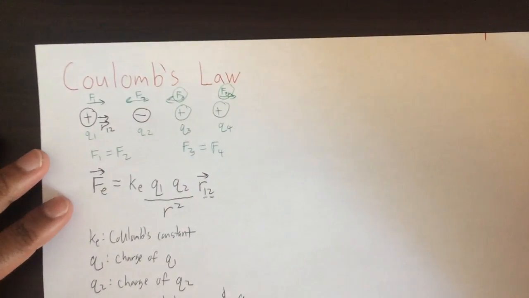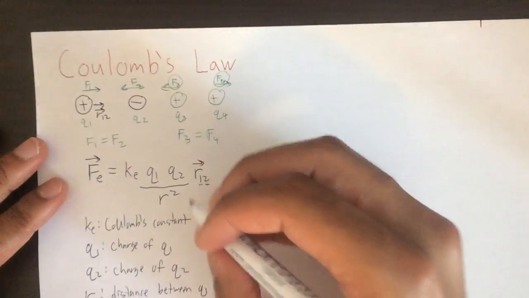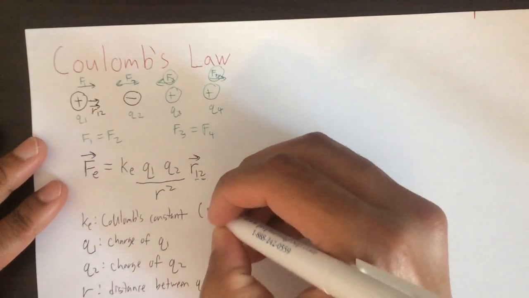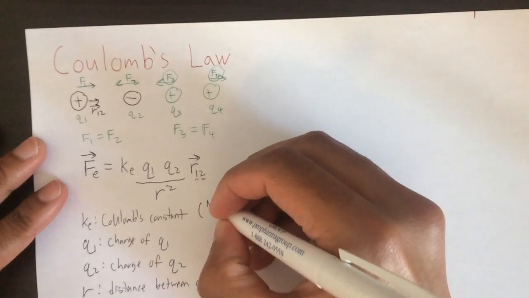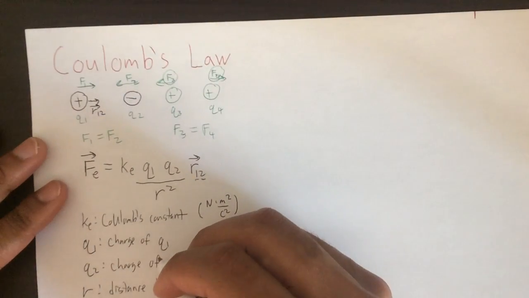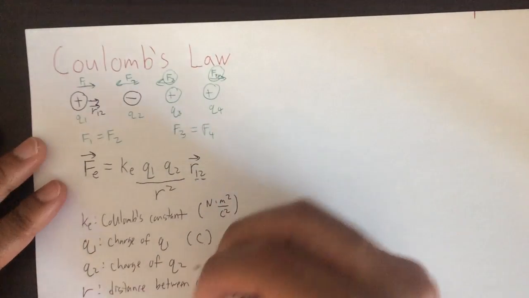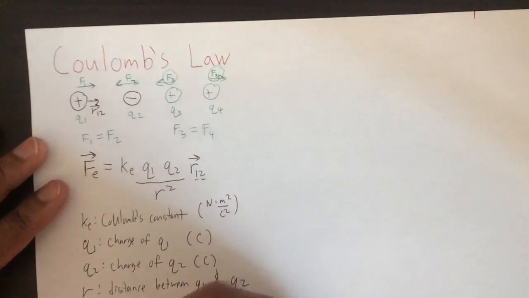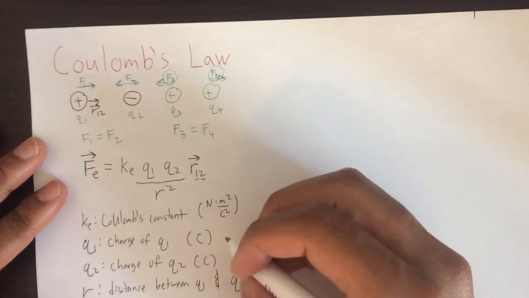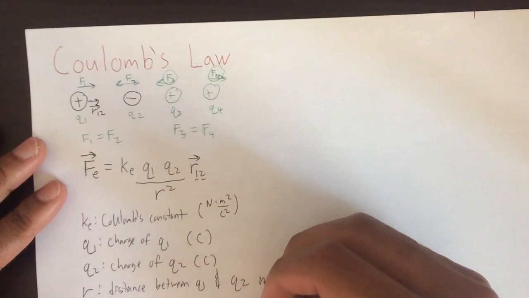So let's get started with an example. Let's go over units. Coulomb's constant has units of, this is one example of its units, newtons times meters squared over Coulomb squared. Charge of Q1 has units of coulombs. Charge 2 has units of coulombs, and R, distance between Q1 and Q2, in this particular case, if we're using Coulomb's constant with these units, is going to be meters.